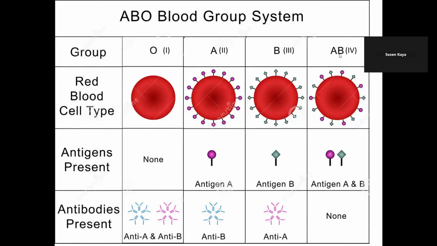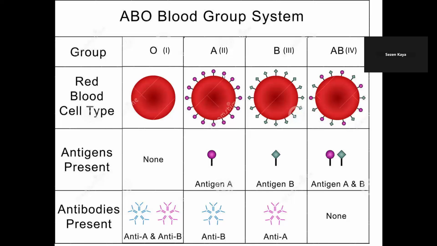By the way, the most popular blood group is O, or number 1. Please pay attention. Students often mix this up. Because the system is named ABO, they think that A is first, B is second. No. The first group is the O group. Why? I will explain now. Second is A, third is B, and the fourth group is AB.